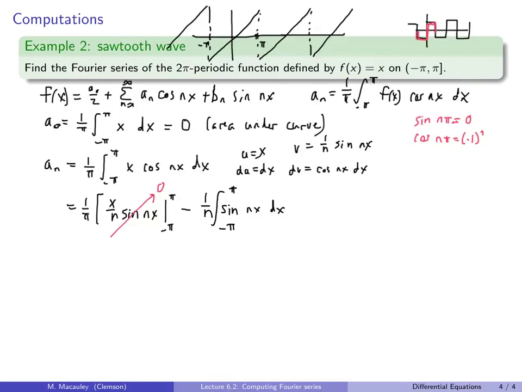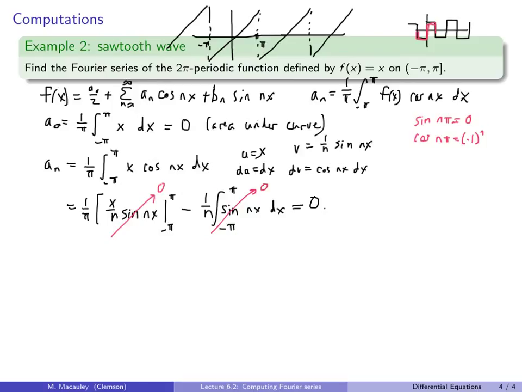So this is also going to be 0. You can check that, or you could just use the fact that for any sine wave, sine of nx from negative pi to pi cycles an integer number of times. So we're just computing the area under the curve of n periods of a sine wave, and that's going to be 0. So that is 0 as well. If you want to check, you're welcome to, but that's definitely 0. Okay, so our a_n are 0.